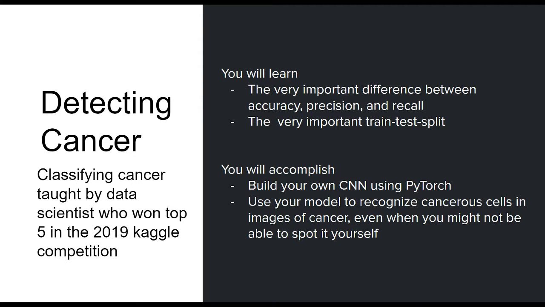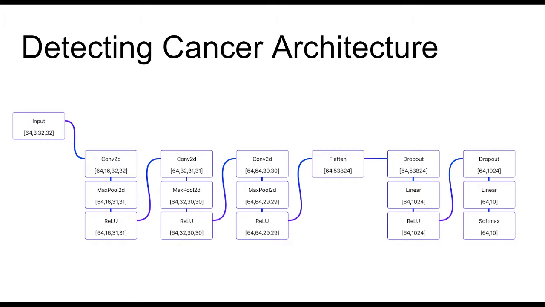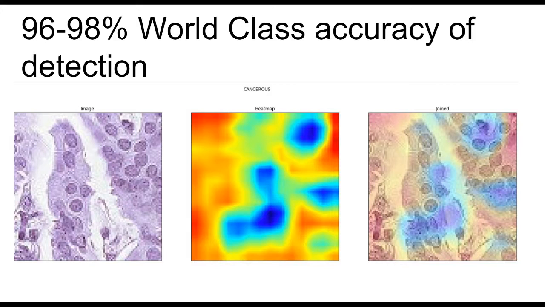One of the projects is detecting cancer, and this is taught by one of the top 5 winners in the 2019 Kaggle competition. You'll learn the very important difference between accuracy, precision, and recall, and very important train test split methodologies. And you'll also accomplish building your own CNN using PyTorch and using your model to recognize cancerous cells in images of cancer. This is an example of the architecture you'll be able to create, and the code as well comes along with it. And the prediction that you'll make will be at the minimum 96 to 98% world-class accuracy of detection. And this is from cancer cells that hospitals are having a very hard time detecting themselves.